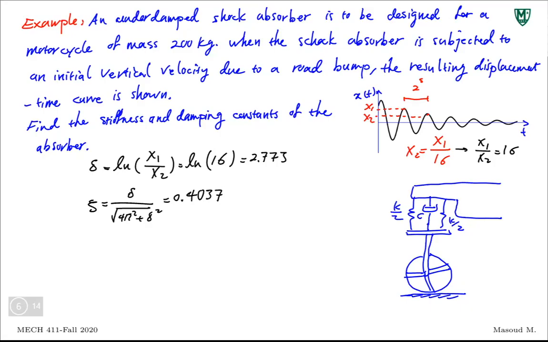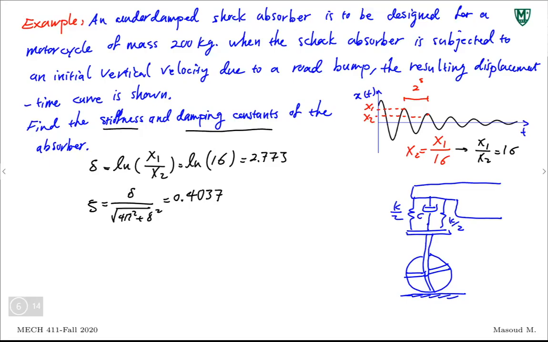4037. No unit, it's a ratio. No, that's the tricky part. So far, so good, right? Now there is another piece of information I can use here. The next step would be I have to find the stiffness and damping constants. Right? These are what I'm looking for: stiffness and damping constants.